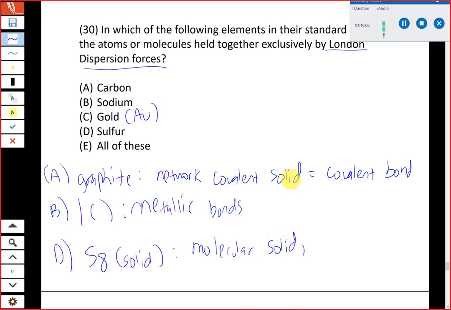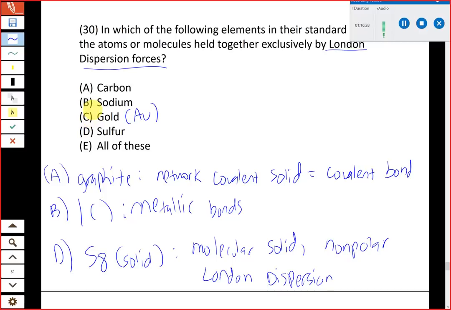And those molecules are going to be nonpolar because they're all the same atom involved. And if you have a nonpolar molecular solid, that means the only intermolecular force you have is London dispersion forces. You do have covalent bonds holding the individual molecules together, but then the collection of molecules that's in the solid are not going to have any other forces besides London dispersion.